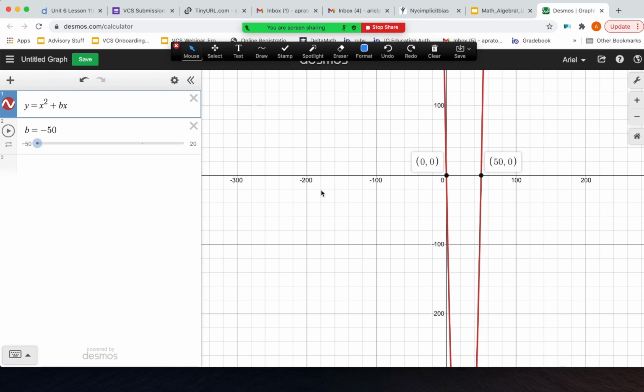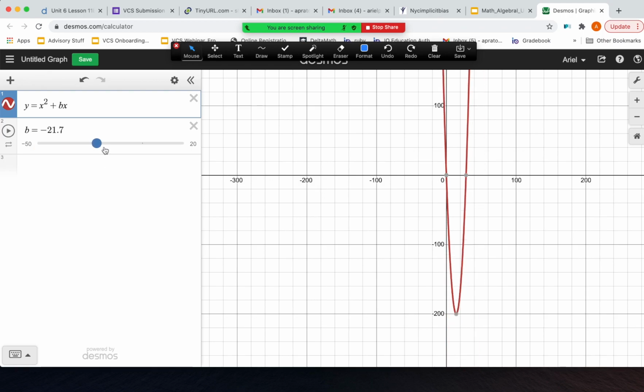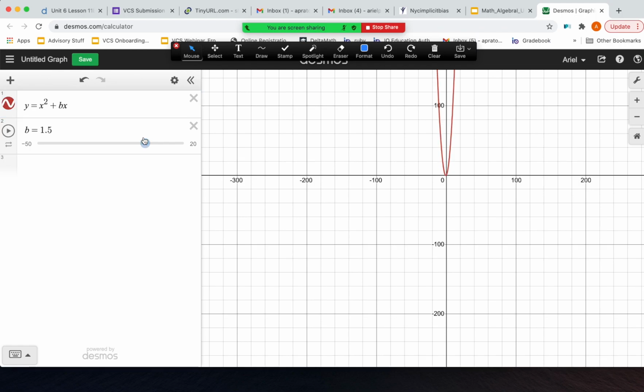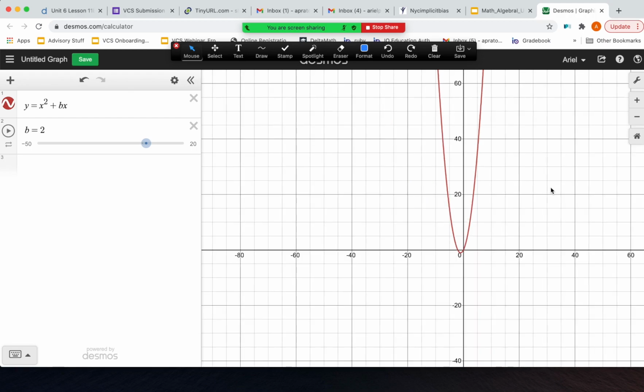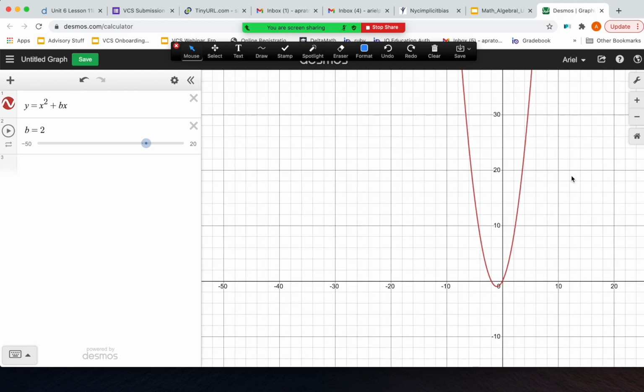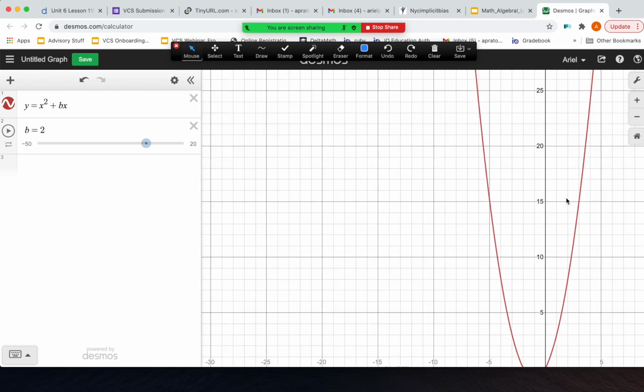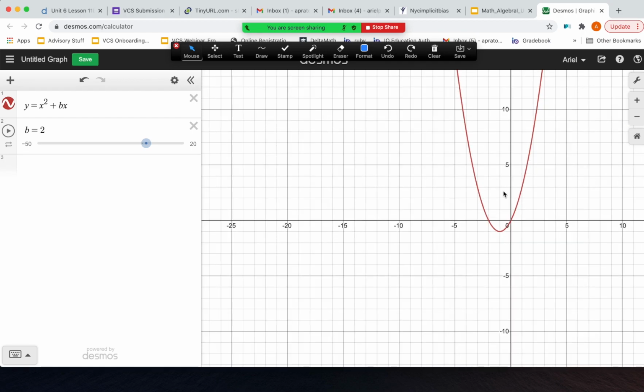Let's try one more. What if I change this to, let's make it 2. Let's just go all the way to 2. Oops. What do you think is going to happen when I go to 2? I'm zooming in. What are the x-intercepts? Well, it's still 0, 0. So I'm noticing that for all of these, one of the x-intercepts stays at 0, 0.